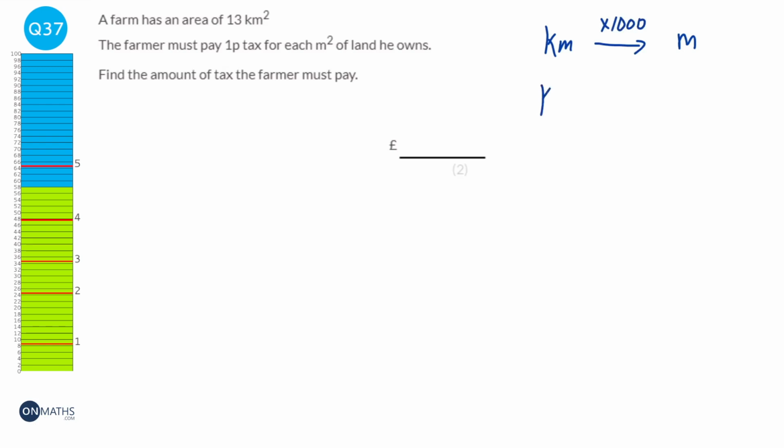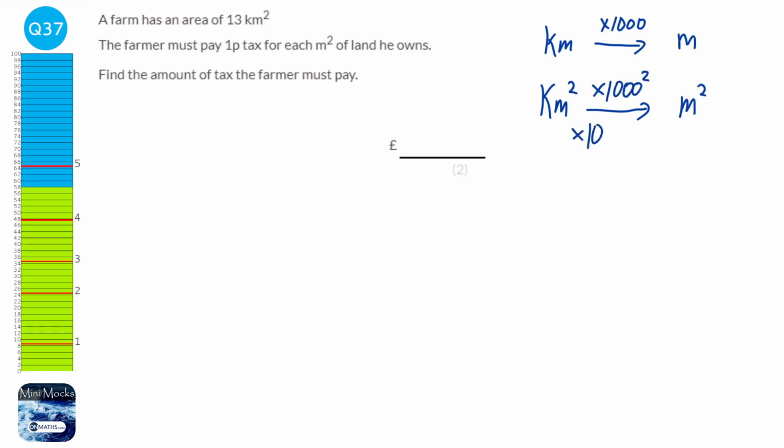But if I have something in kilometers squared and I want to convert it into meters squared, I actually times it by 1,000 squared, which is 1,000 times 1,000. So I'm actually timesing it by not 1,000, but 1,000 squared, so that's another 3 zeros. You can see here that that's 1 million, so we times it by 1 million.